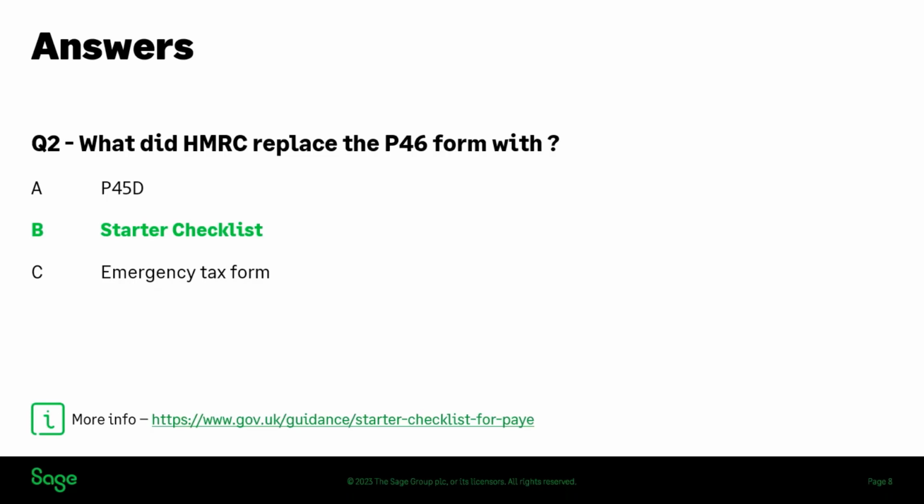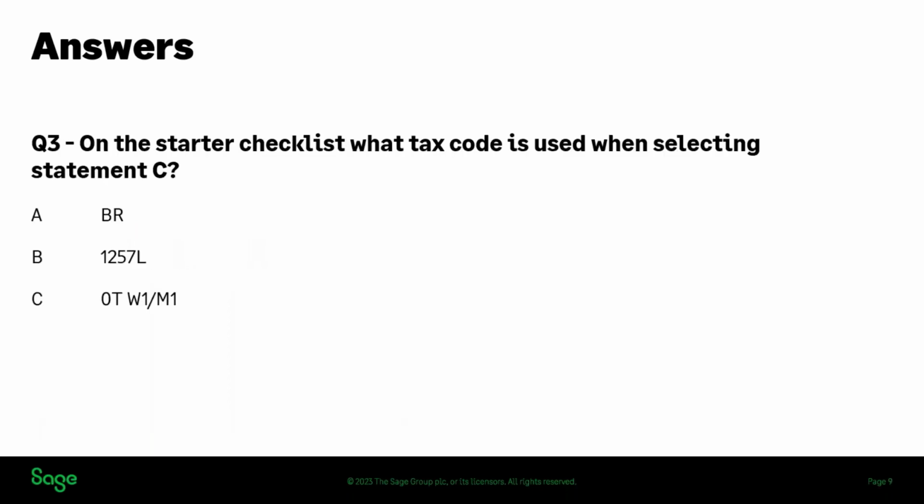It's the starter checklist, previously a P46, but HMRC haven't used that term for many years, although we do still use it in the program. P45D we made up, and emergency tax form again is a made up answer. So well done. You got that one right. That one was starter checklist, and you can download it by following the link there, which will be on your handout at the end. So on to question 3.